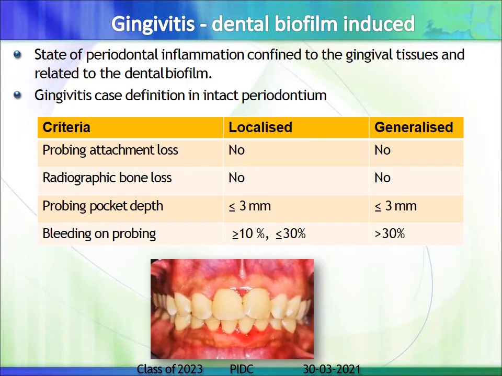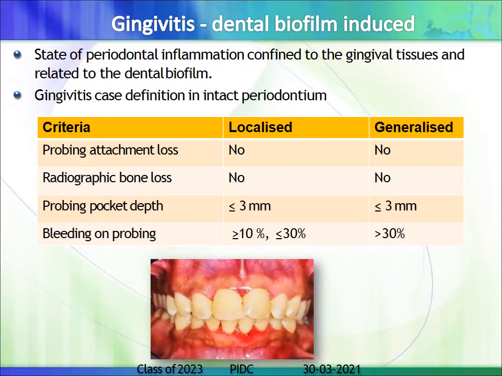So gingivitis, the second classification, wherein it is dental biofilm induced. It is a stage of periodontal inflammation confined to the gingival tissues and related to the dental biofilm, otherwise the plaque. Gingivitis case definition in an intact periodontium: if it is going to be a localized gingivitis, then you would be having no attachment loss, no radiographic bone loss, less than 3 mm of probing pocket depth, and 10 to 30% of bleeding on probing.